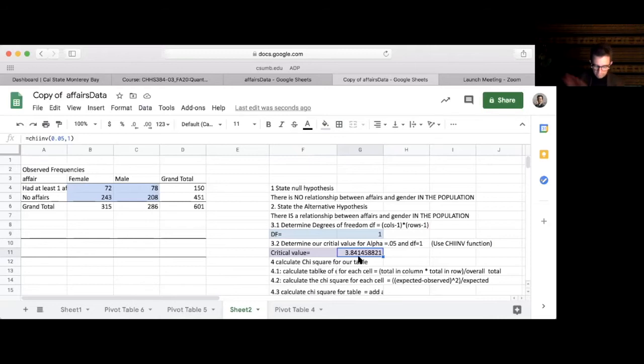Now we turn to our own table. We need to get the chi-square statistic for our table. And for that, we need to do 3 things, right? First, we need to get the observed, which we already have here, our table. And we're going to calculate the table of expected frequencies, right? For each cell.